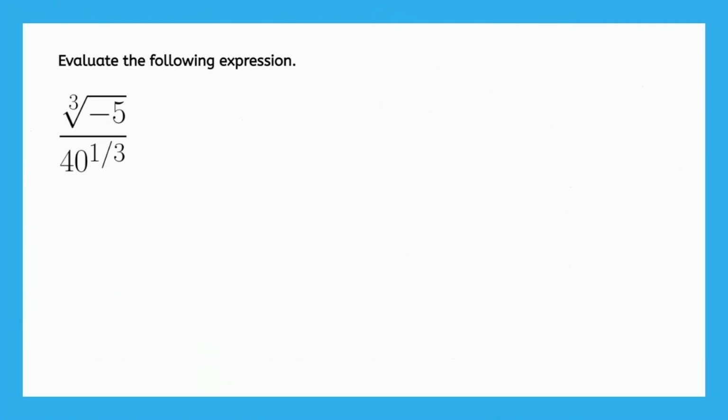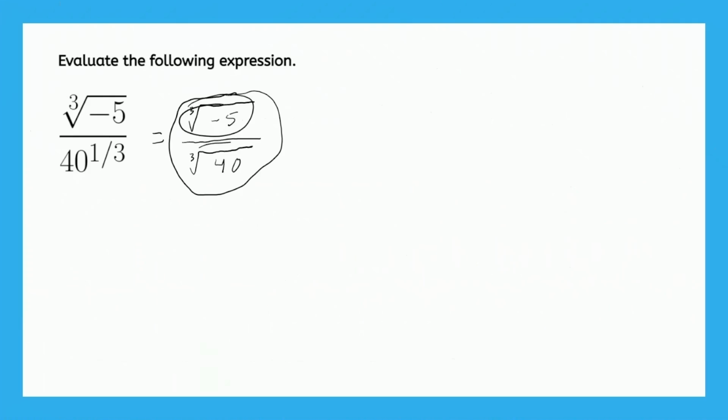Now again, in this example, there are many ways that you could go about doing this. You could, if you want, change this numerator to an exponential expression, so it would be -5 to the power of 1/3. But I'm not going to do that because I think that it's faster to leave it as a radical and instead convert 40 to the 1/3 to a radical expression. So now we have the cube root of -5 over the cube root of 40. And if we have the cube root of something over the cube root of something, we can write all of that as the cube root of one fraction.